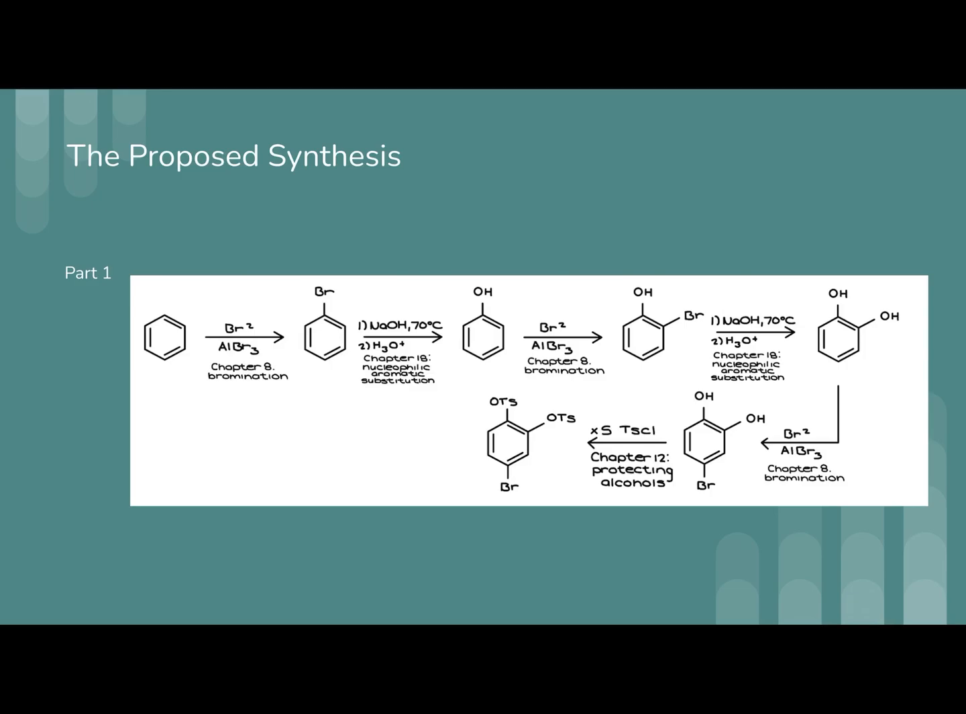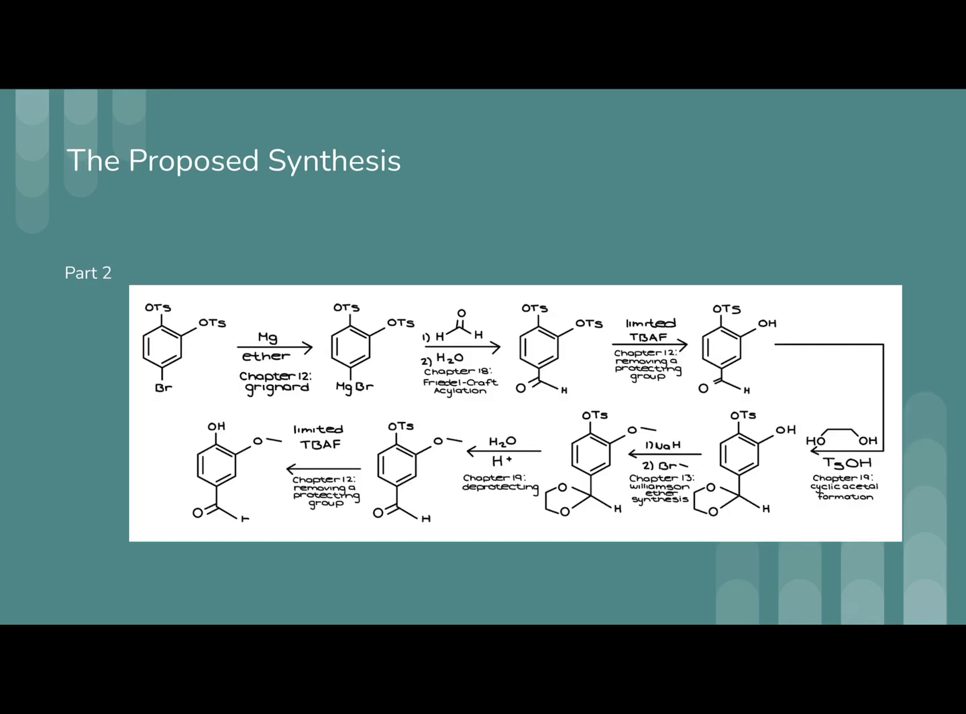From there, we brominate it one more time, looking for that 4 position to be taken up by the bromine. And then we're going to use a slight excess of tosyl chloride so that we can protect both of our hydroxy groups for the further steps.